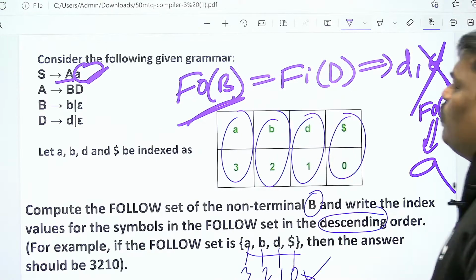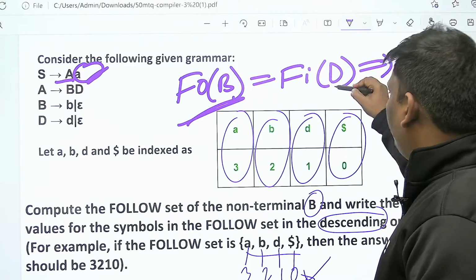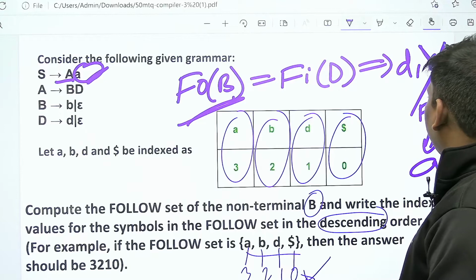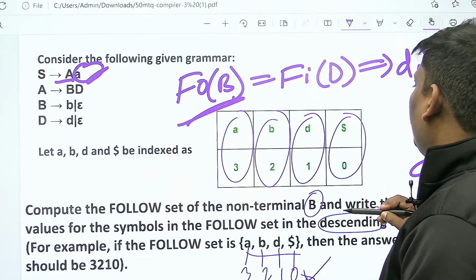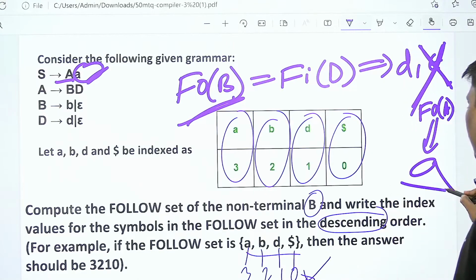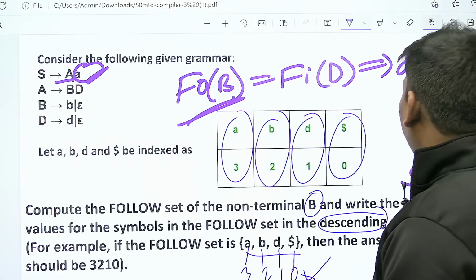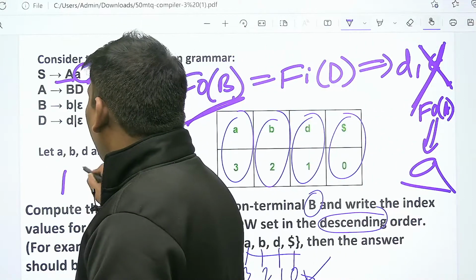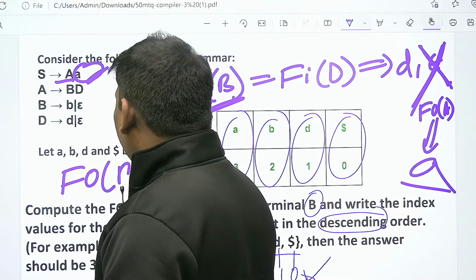So finally, follow of B is first of D, which is D and epsilon. Follow never contains epsilon, so cancel epsilon. Go further, nothing there, then go to the parent. Follow of A is A. So finally, follow of B is DA.